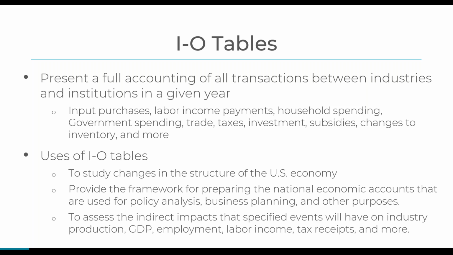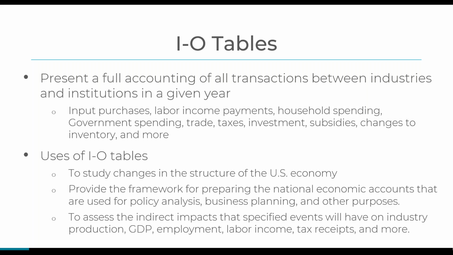There are many uses of IO tables. One is just to study changes in the structure of the US economy, meaning when technology changes and industries change what they buy for inputs, and they'll maybe buy more computers and less paper. And that's a little hint for what we'll see later today. And things like that. They also, according to the BEA, provide the framework for preparing the national economic accounts that are used for policy analysis, business planning, and other purposes.